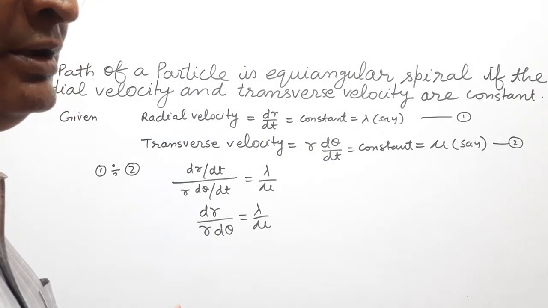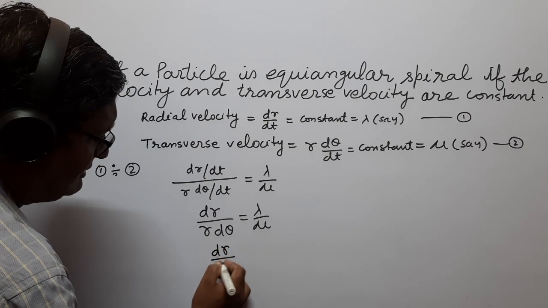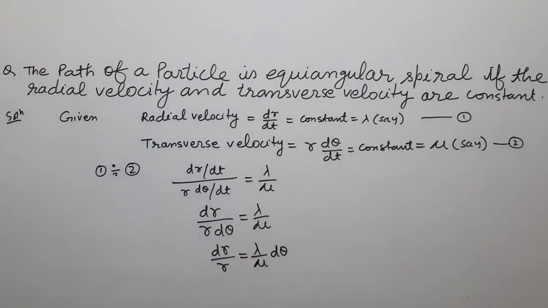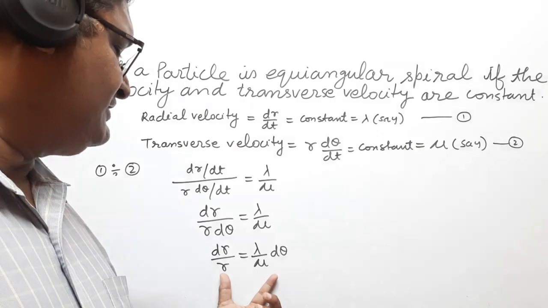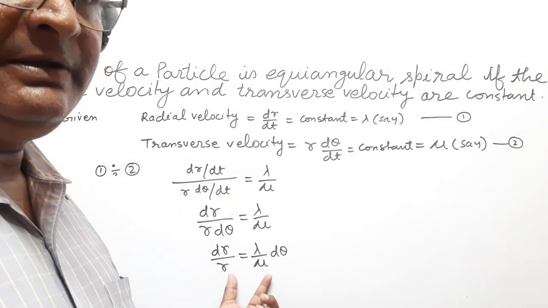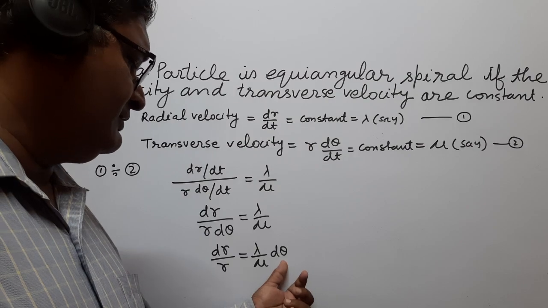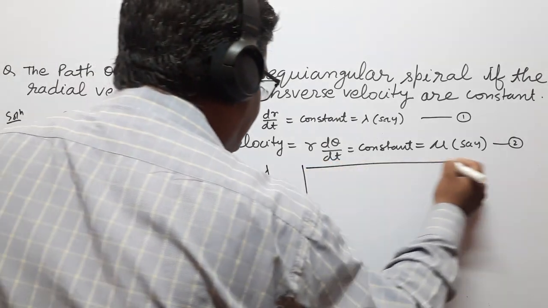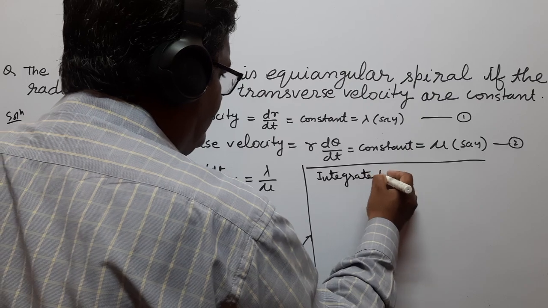Now we use variable separable. So this can be written as dr upon r is equal to lambda upon mu d theta. We can see that this is a first degree differential equation. Here we use the variable separable method, so the term of r is with dr and the term of theta is with d theta. Now we integrate both the sides.